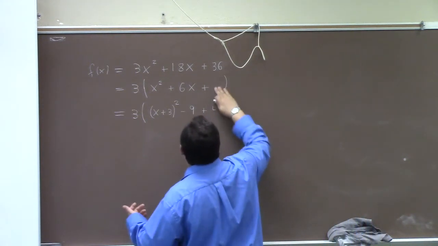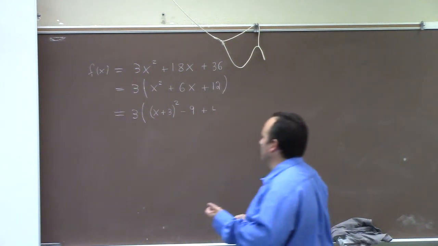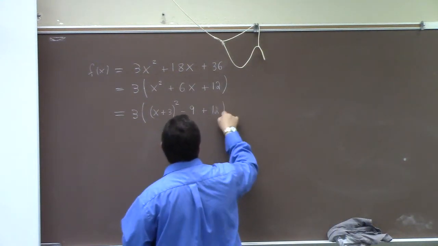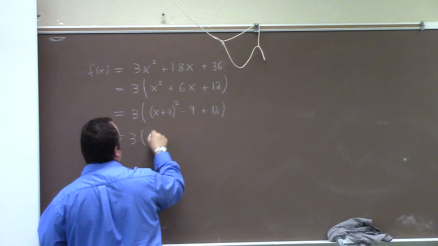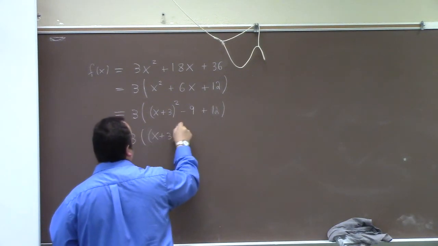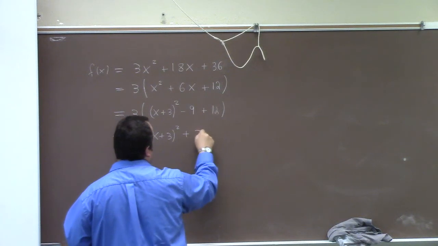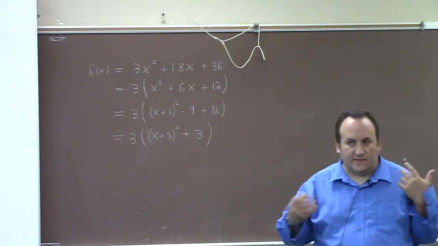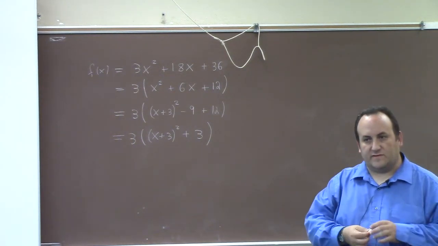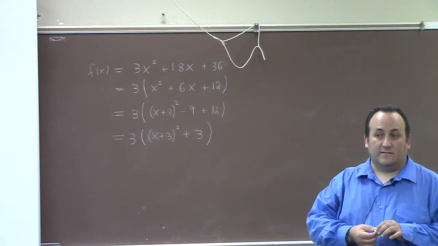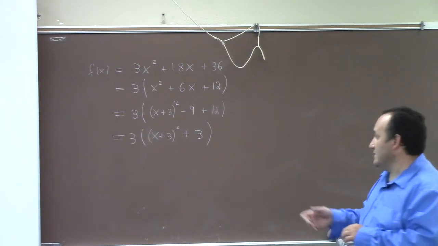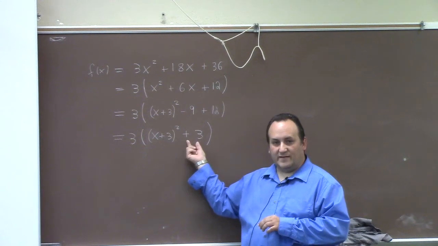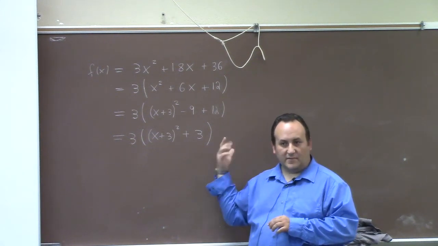So factor 3 out of 36, we got what? 12. So I got minus 9 plus 12, right? So I have 3 times x plus 3 quantity squared plus 3. After we've completed the square, what can you tell me about this quadratic? What kind of solutions is it going to have? Yeah, complex, right? It's not going to have real solutions, because there's no way you can get something squared plus a positive number equal to 0, right? So it has complex solutions.